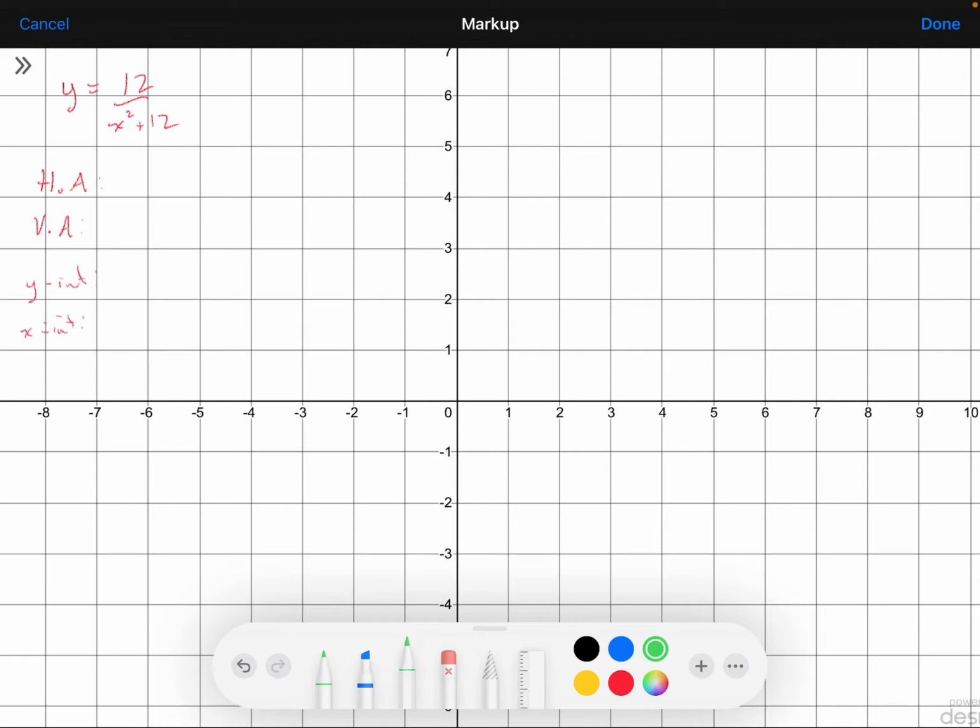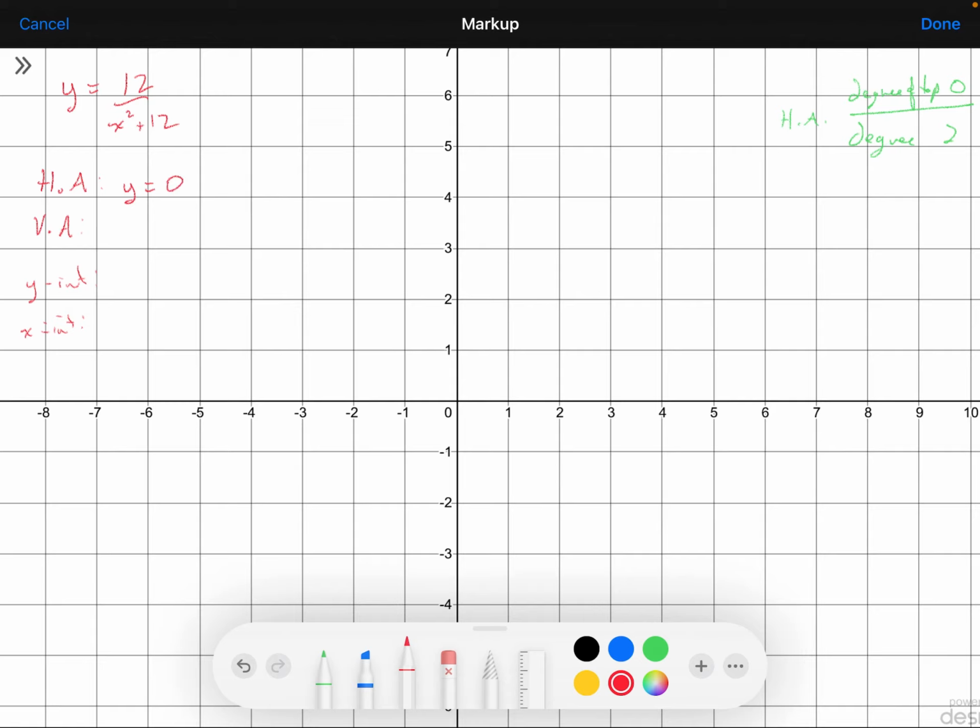So my horizontal asymptote, this is my first one. What I notice is, when I'm trying to figure this out, the degree of the top is 0, and the degree of the bottom is equal to 2. So if I go over those cases, this implies that I have a horizontal asymptote of y is equal to 0.